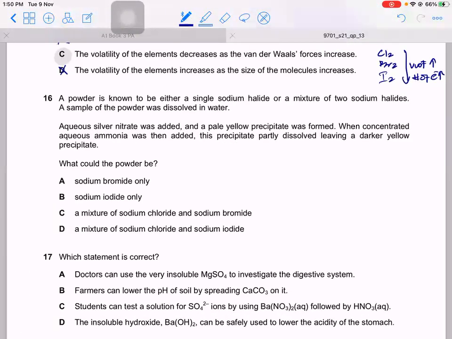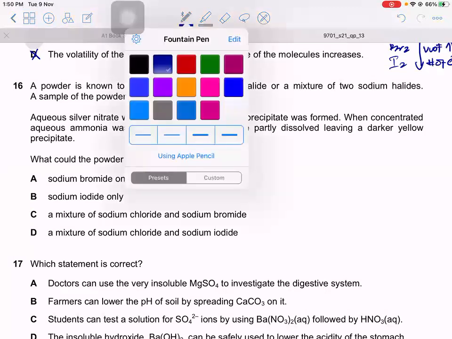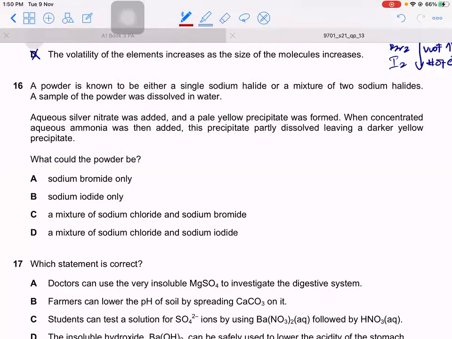16. A powder is known to be either a single sodium halide or a mixture of two sodium halides. A sample of the powder was dissolved in water. So now they're saying it could be either a single halide or two halides. Silver nitrate is added. A pale yellow precipitate was formed. So what is this pale yellow precipitate? AgI. That means it must have NaI.